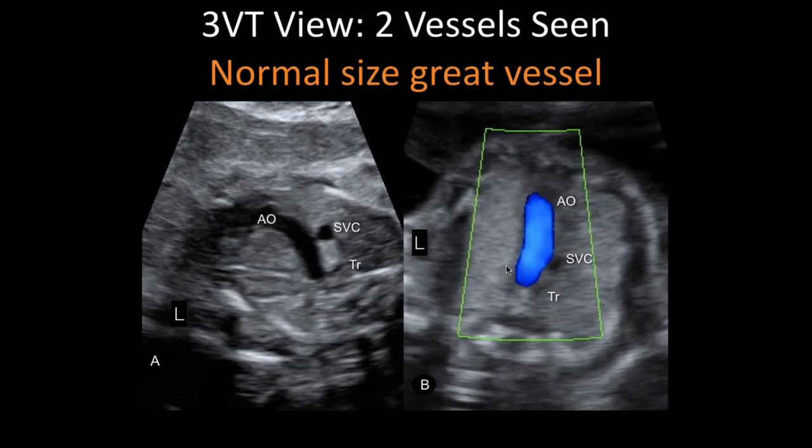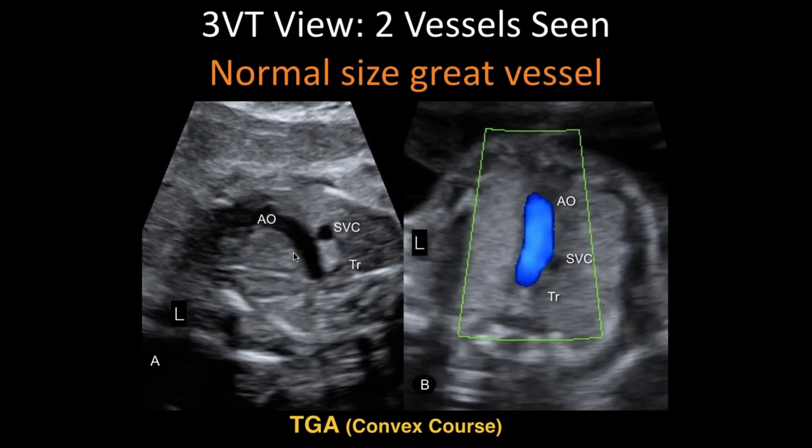There's no other vessel. If that vessel is of normal size, so there's no hemodynamic exchange of blood between the right and the left ventricle, think about transposition of the great arteries. Because in transposition of the great arteries, the pulmonary artery is now inferior to the aorta. And at the level of the three-vessel trachea view, you only see two because it's right beneath the aorta at this level.